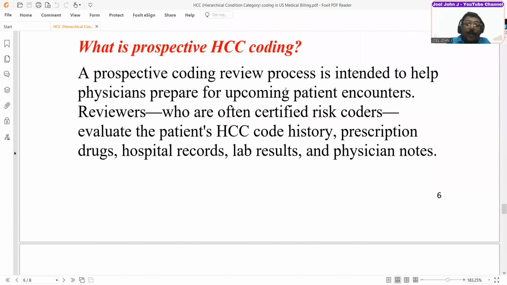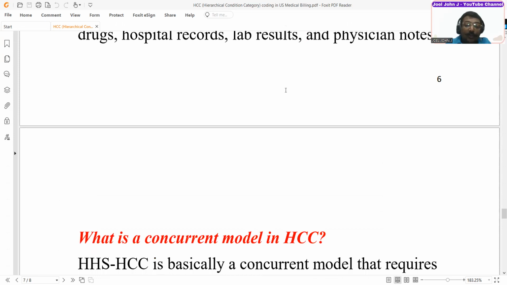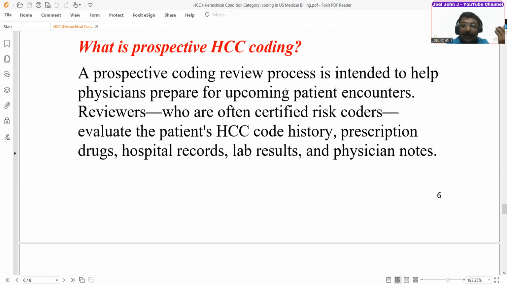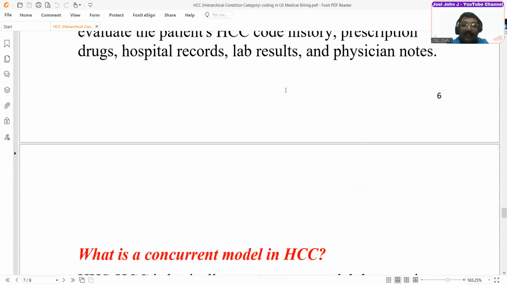What is prospective HCC coding? A prospective coding review process is intended to help physicians prepare for the upcoming patient encounters. Reviewers, who are often certified risk coders, evaluate the patient's HCC code history, prescription drugs, hospital records, lab results, and physician notes. So before a patient is scheduled for a doctor visit, this HCC coding will help to understand how much the patient will be spending for medical expenses in the upcoming year. That's called prospective HCC coding.